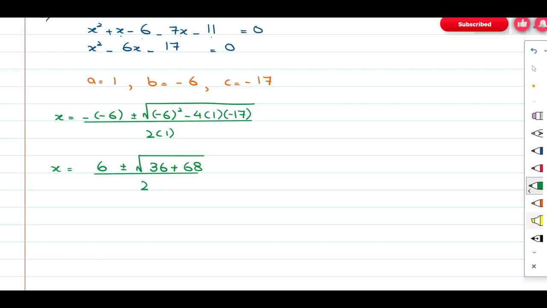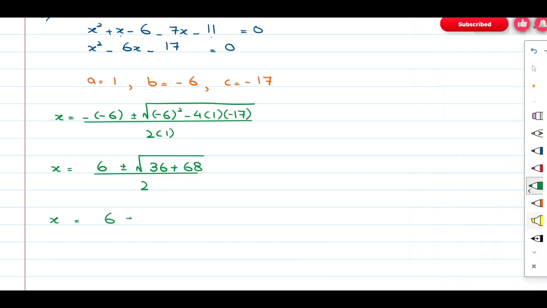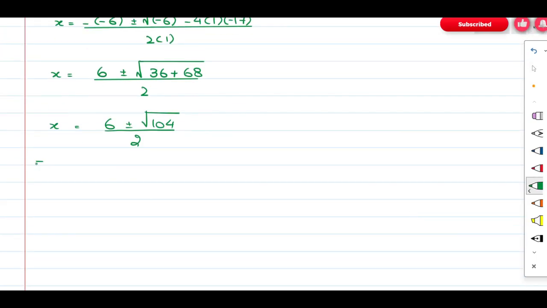In 68, when I add 36, 36 plus 68 is 104, and root of 104 is not a perfect square. x equals 6 plus or minus the square root of 104, divided by 2. Again, we have two solutions, with a positive root and with a negative root. Okay, so x equals 6 plus root 104 divided by 2, and the other one is x equals 6 minus root 104 divided by 2. Okay.